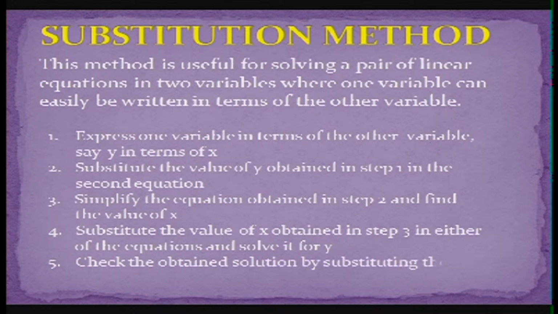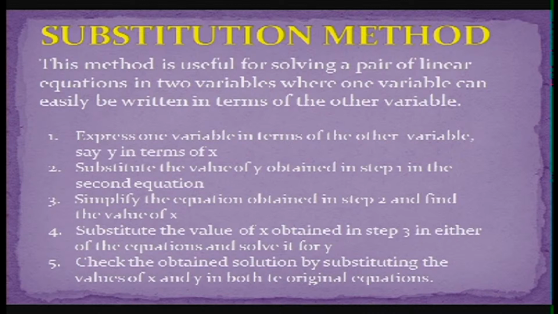In the third step, simplify the equation obtained in step 2 and find the value of x. In fourth step, substitute the value of x obtained in step 3 in either of the equations and solve it for y. And finally, check the obtained solution by substituting the values of x and y in both original equations. It looks a bit complicated, right? There is nothing to worry, children, it is quite easy to learn. Let us see how we can do it.